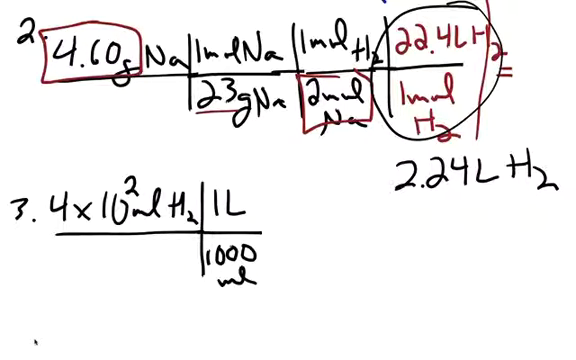So I've changed it into liters, so I have to divide that by 1,000. Not a big deal, hopefully. Now, again, we want our answer in moles. We are starting with a gas. It does say it's at STP. So we're going to use this molar ratio that we used in the previous problem.